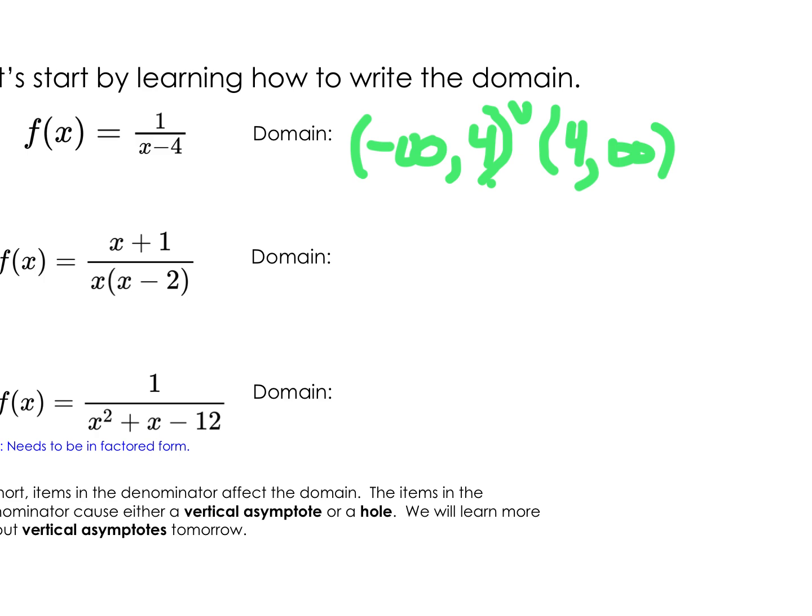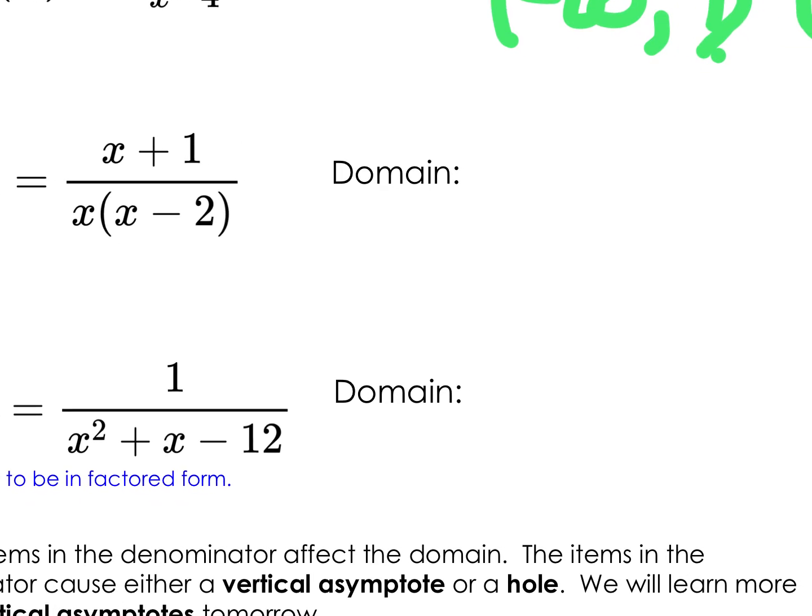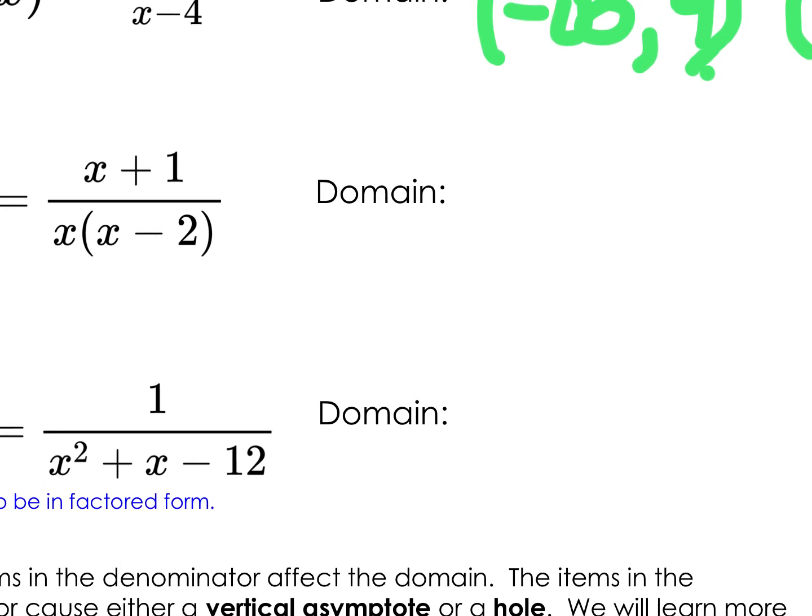Raise your hand if you had that one right. Okay, I feel like you're getting it. How about this one? Oh, it's really common for people to be like, well, it can't be 2, and it can't be -1. It can be -1. We're fine with the top being 0. But what else can't it be? 0. Good.